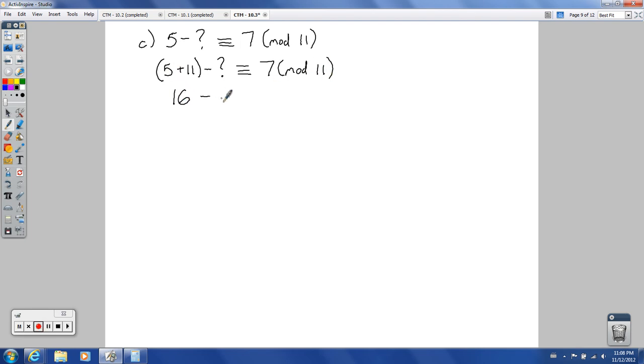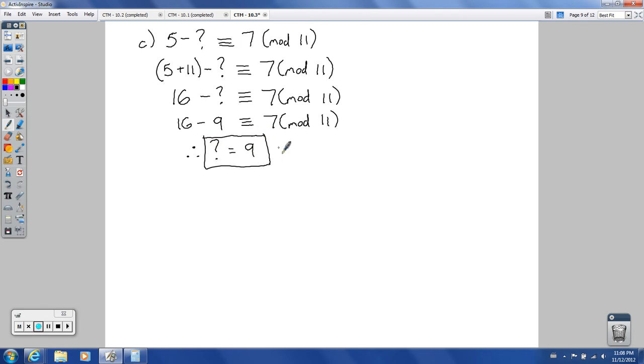This will be 16 minus a question mark is congruent to 7 mod 11. I think from there it should be clear that the question mark could get filled in with a 9. So this would be 16 minus 9 being congruent to 7 mod 11. And so, therefore, the question mark can be filled in with a 9. The question mark can equal 9, and going back to the original congruence statement, you might say 5 minus 9 is congruent to 7 mod 11.